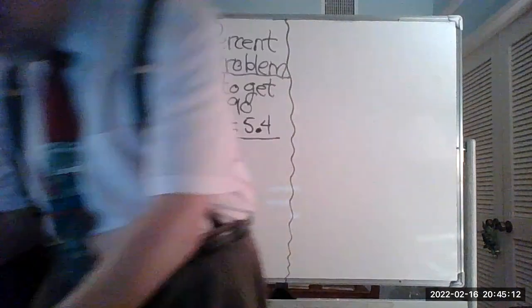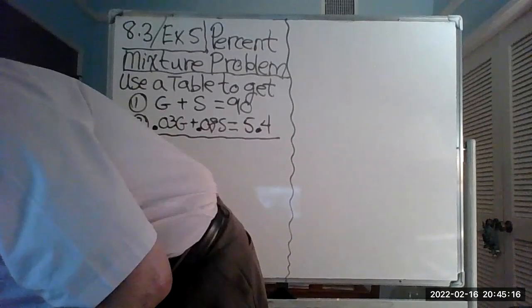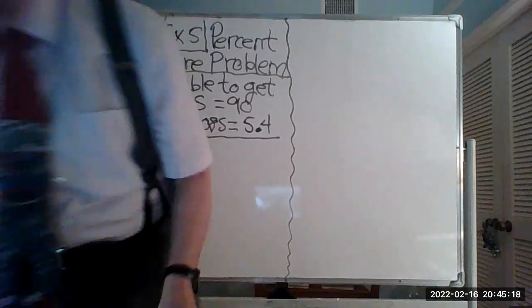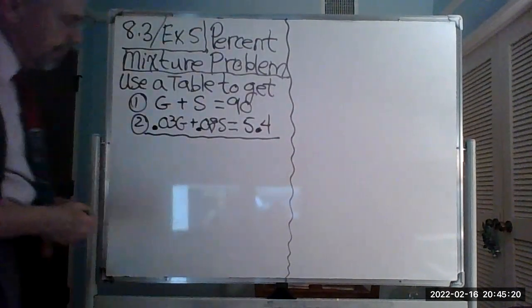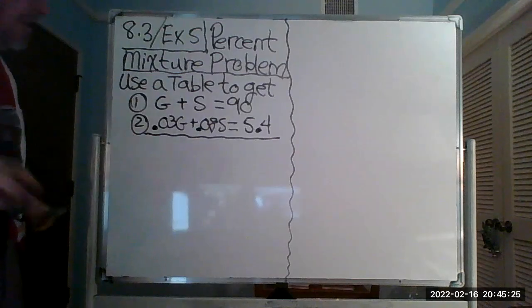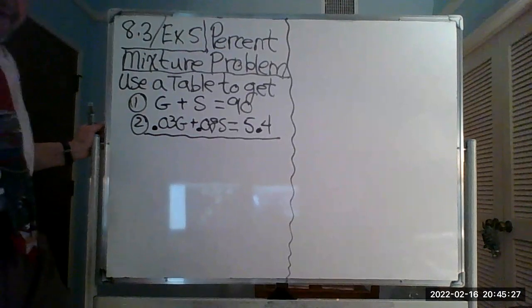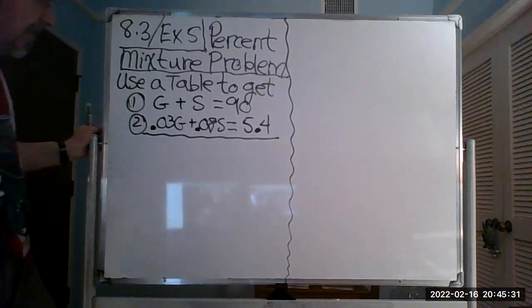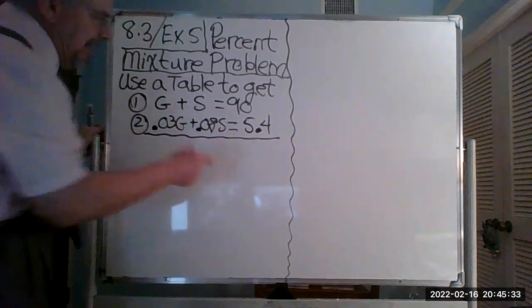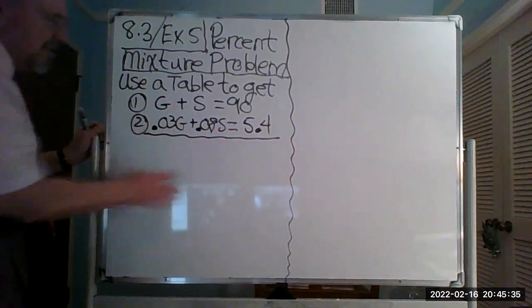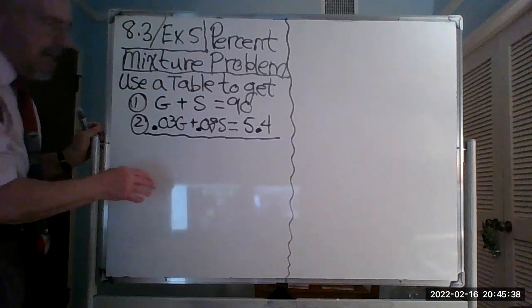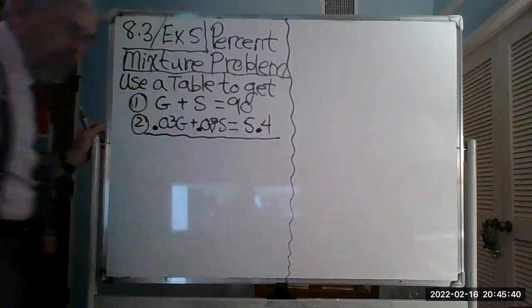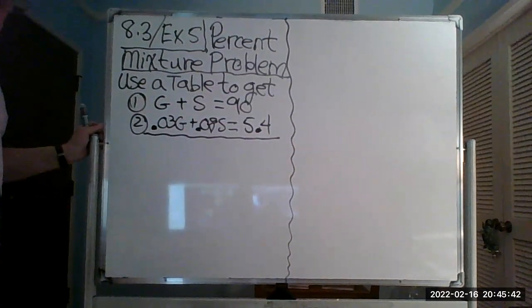Oh, where'd you get the 5.4 from? The 5.4 is 90 times 0.06. Gotcha. We get that out of the table. We set this one up in the notes for 8.3, I think we did. Anyway, that's what we get. So 5.4 is 90 times 0.06. The mixture is 6%, so 6% times 90 is 5.4. That's where you get that.